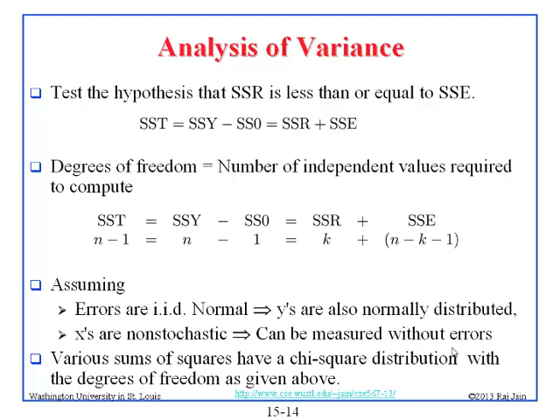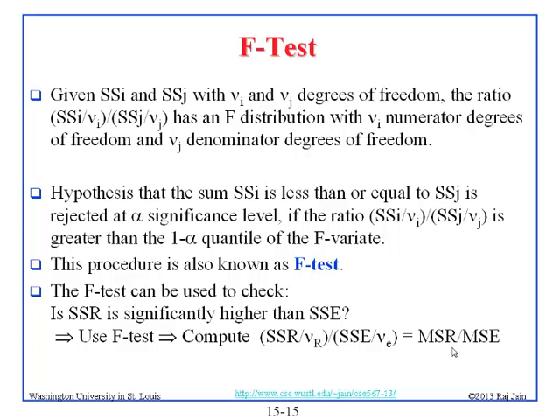If you just take n normals and sum them up, what do you get? Normal. If you square them and then add them up, you get a chi-square. Okay? And if you take a chi-square and another chi-square and divide them, the ratio has an F distribution.